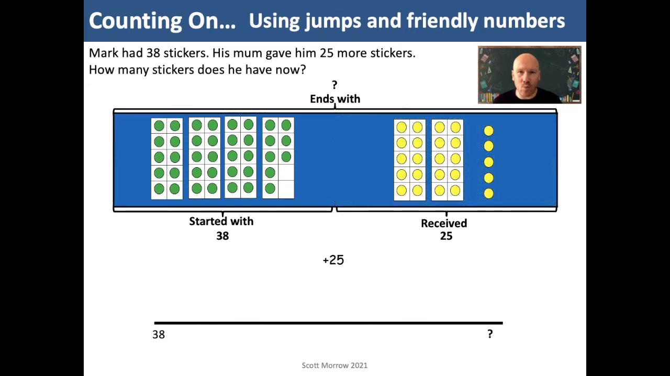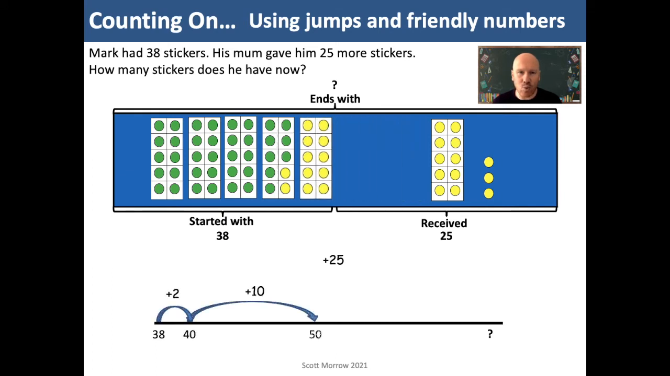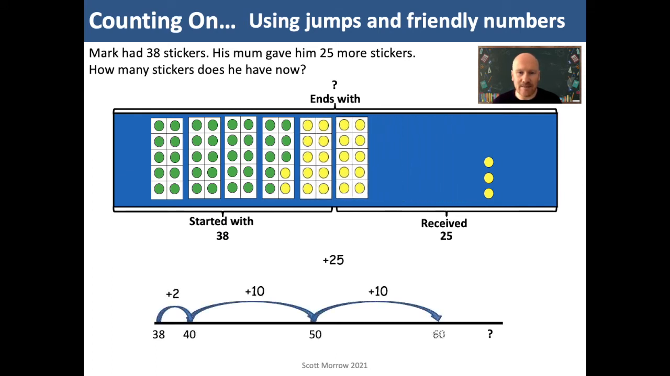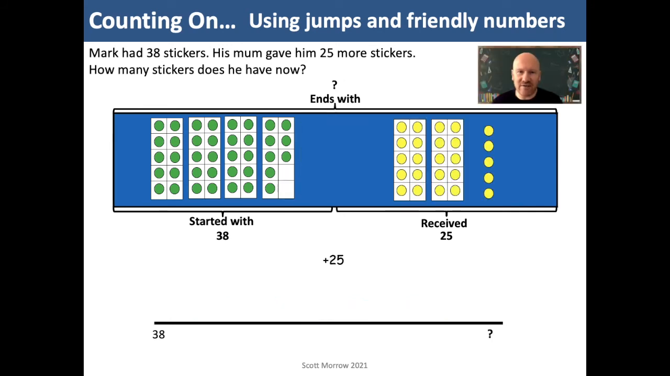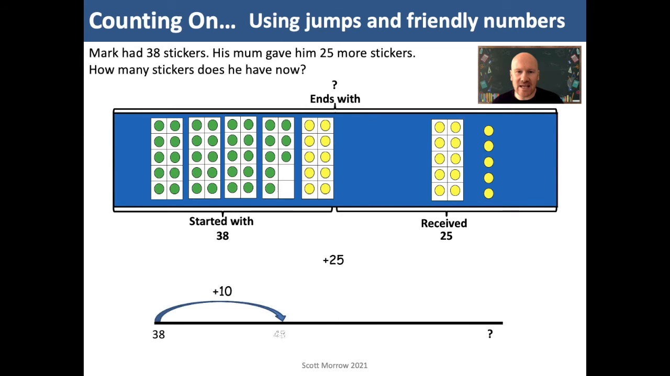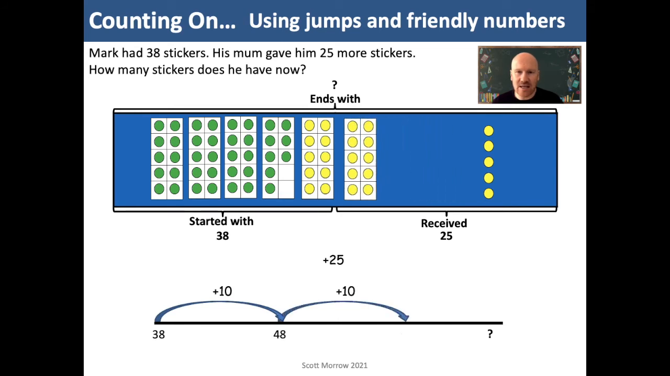There is no set way to do this. I'm going to start by counting on 2 to get to 40. Then I'm going to count on the tens 1 at a time to get to 60. And finally, I can count on the remaining 3 to get to 63. I could just as easily have started by adding on the tens. 1 ten to get to 48, then the other to get to 58, then adding that remaining 5 in 2 steps. 2 to get to 60, a friendly number again, then the remaining 3 to get to 63 once again.